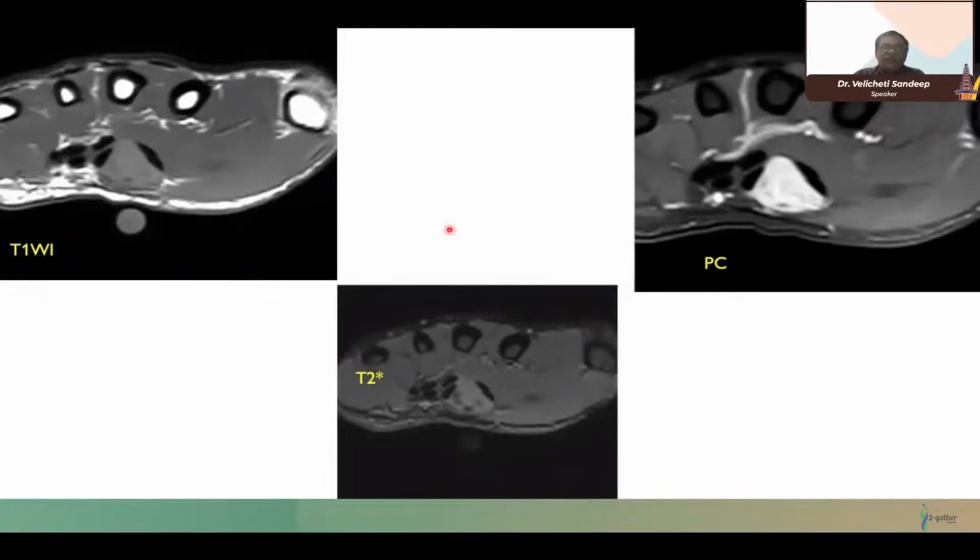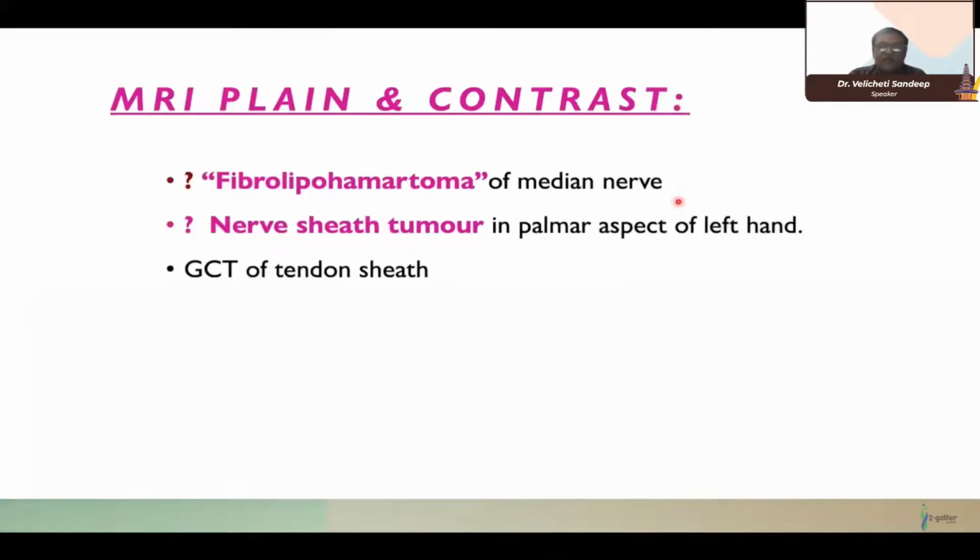T1 weighted axial, the median nerve got compressed and the lesion is T1 hyperintense compared to the muscle, but it is not that bright as fat. So in gradient, there is no further blooming except those 4 calcifications, so there is no hemorrhagic areas. And post contrast, it is showing intense enhancement, just like the previous slide showing.